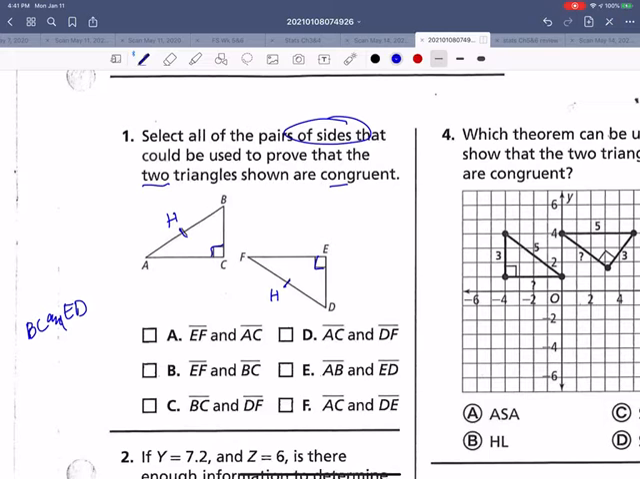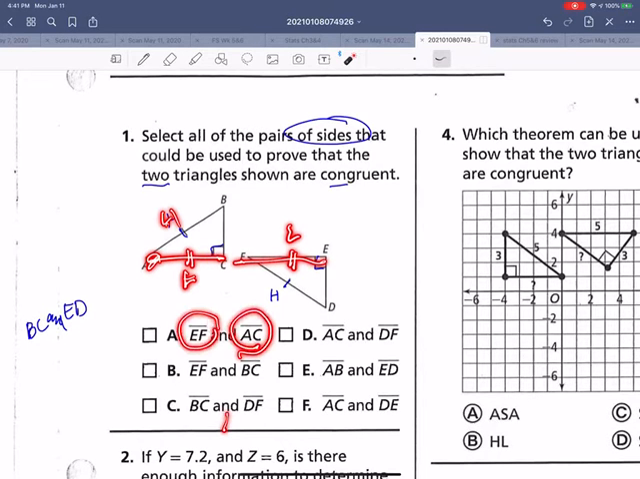If they gave me that, I don't see it. All right, what else? If they gave me the longer leg and the longer leg, that also would spell HL because the hypotenuses match. So let's look for that one. AC and EF. AC, EF. Okay, so I like this one.